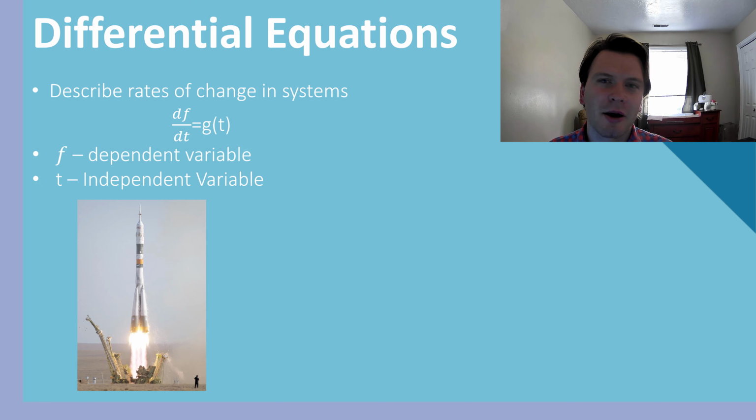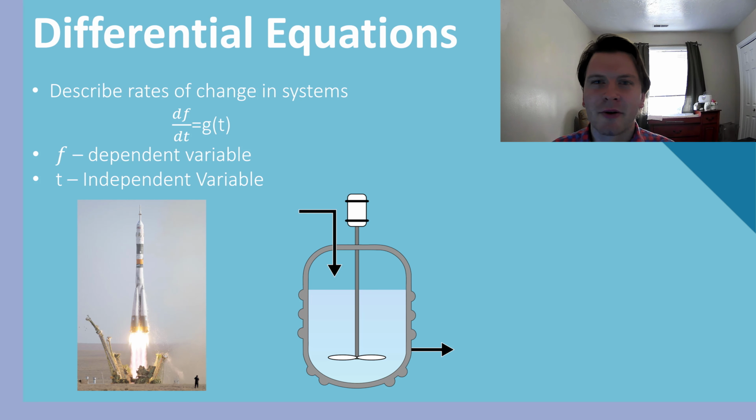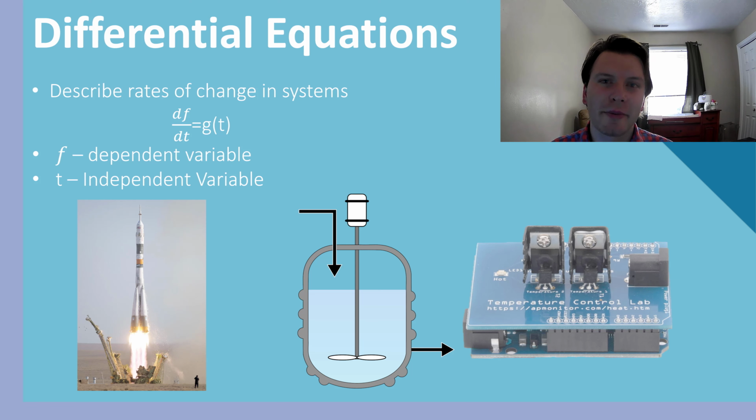A couple examples are a differential equation of the speed of a rocket. If we were to integrate the speed of a rocket, we would be able to understand the position of the rocket. Similarly, if we have a CSTR and we integrate the rate of reaction, we'd be able to understand better the amount of product that we're getting at any given time. Finally, we'll be using the temperature control lab for much of this course. As we have differential equations that model the temperature change or the total energy change within this system, we'll be able to better understand and then better control the behavior of this system.